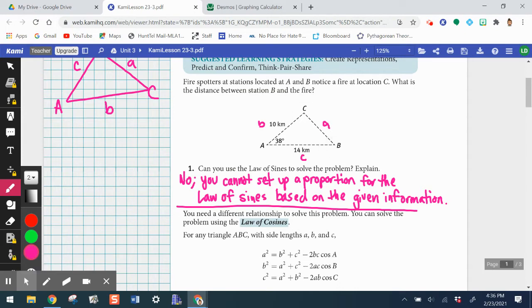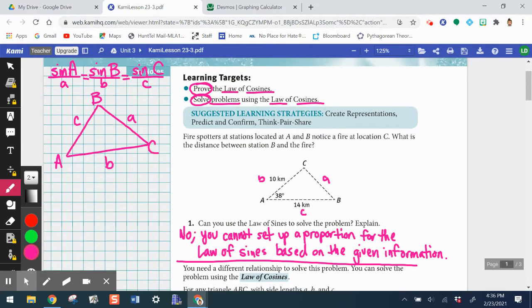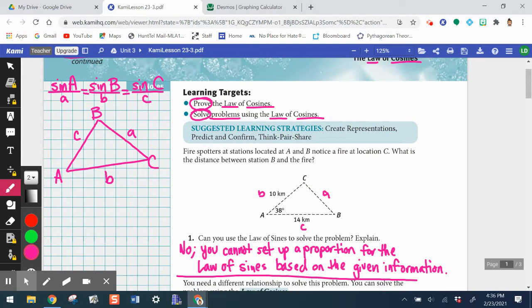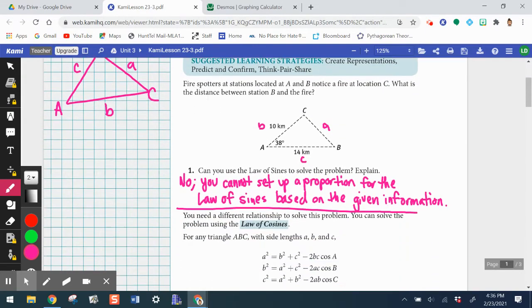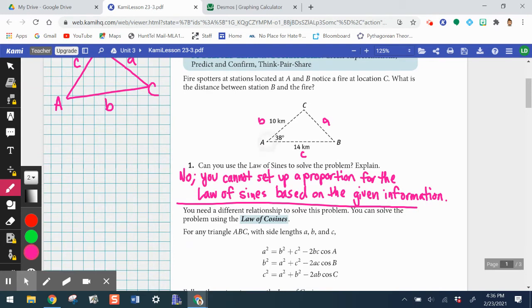And the reason being, in order to use a proportion, we need 3 of the 4 parts of that proportion. So for example, we do have angle A, but we don't have its opposite side. We have the opposite side of angle B, but we don't have angle B. And the same is true for angle C. We don't have angle C, even though we have its opposite side. So we can't create a proportion using the law of sines.